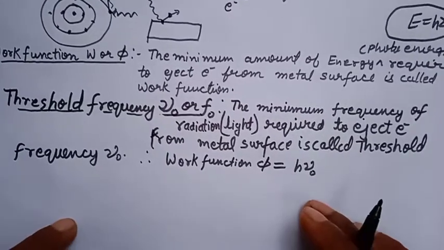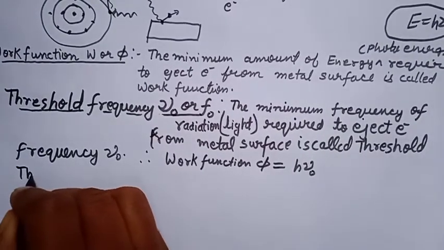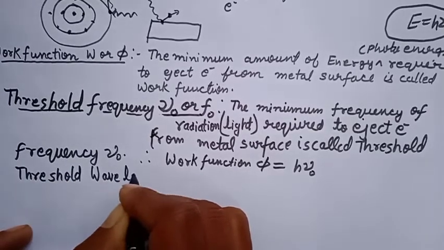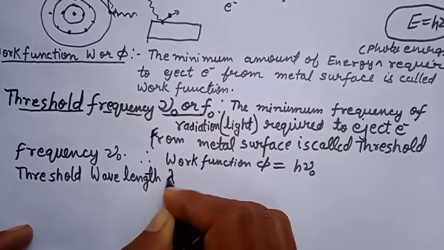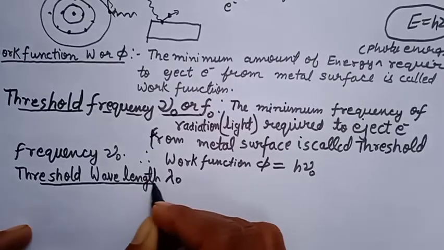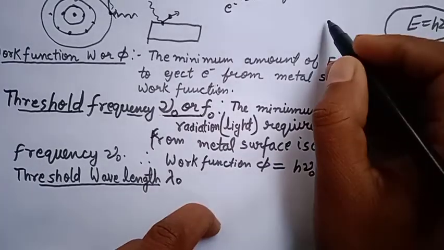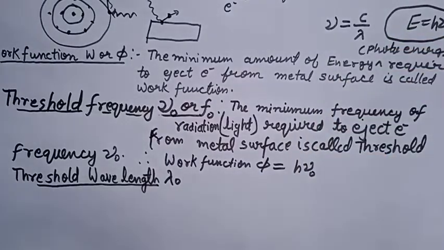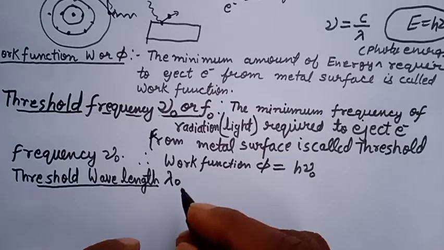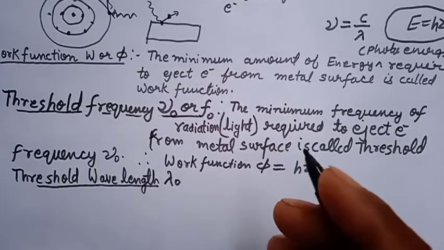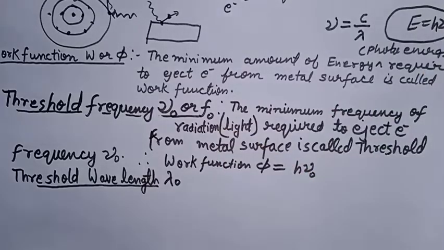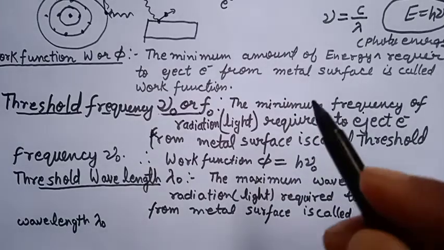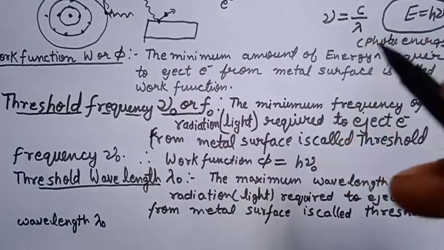Next, in the same account, there is threshold wavelength, lambda naught. So this time the situation will change, because the relation between nu and lambda is inverse proportion, nu equal to c by lambda. So threshold wavelength must have a definition with some opposite word to that of threshold frequency. So here it is the maximum. See, here was minimum, here was minimum, here is maximum. And guess what? Why is it? Because it is in inverse proportion.